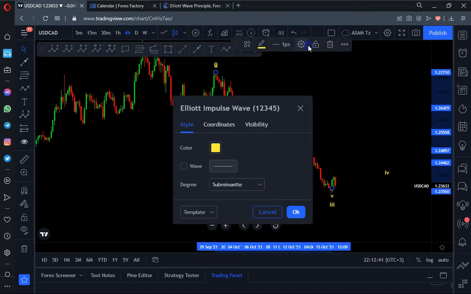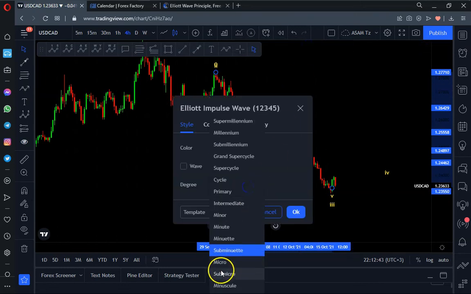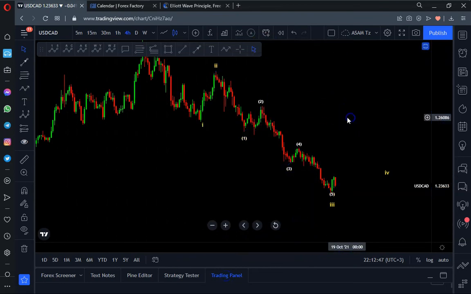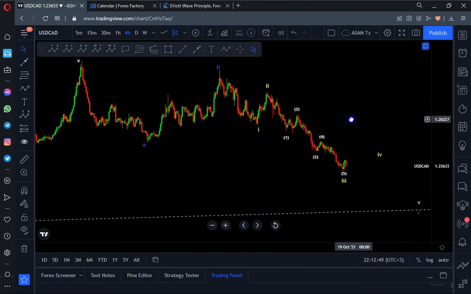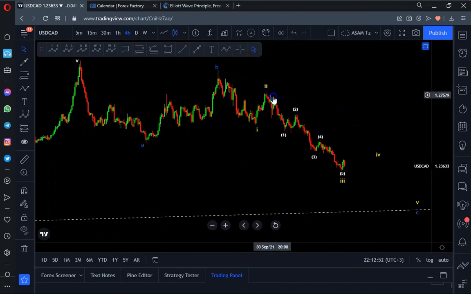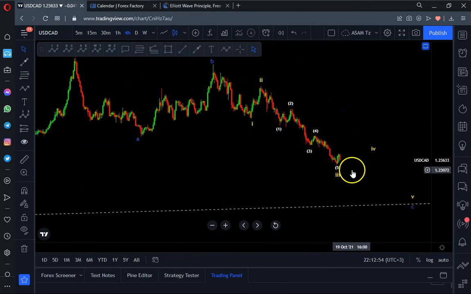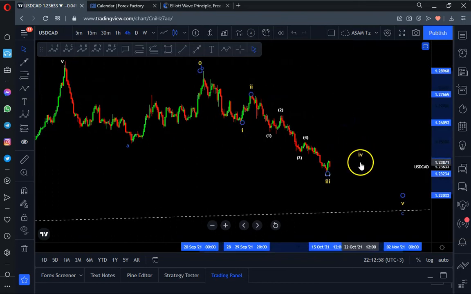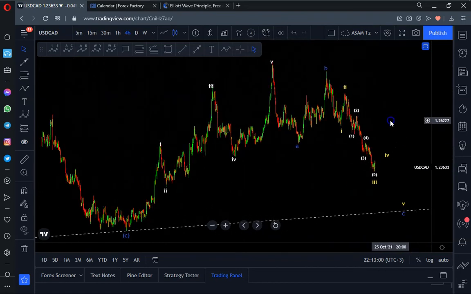Now this has got an extension, so it is in a lower degree. I can put this as sub micro, and then I can change color also. So now we have an extension of the third wave. So this is 1, 2, 3, 4, 5 to the downside in completion of the third wave, and then we expect a correction around this area, and then it will keep on moving to the downside.